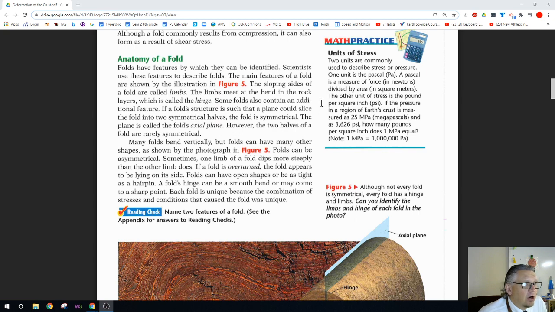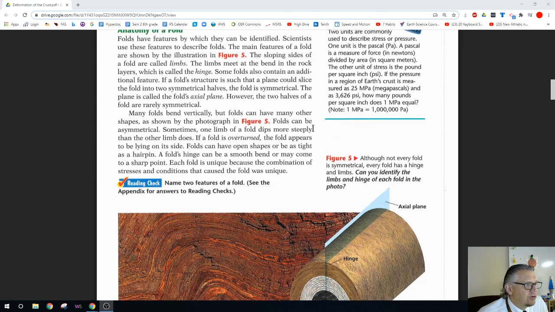Some folds also contain additional features. If a fold's structure is such that a plane could slice the fold into two symmetrical halves, the fold is symmetrical. The plane is called the fold's axial plane. However, the two halves of folds are rarely symmetrical.